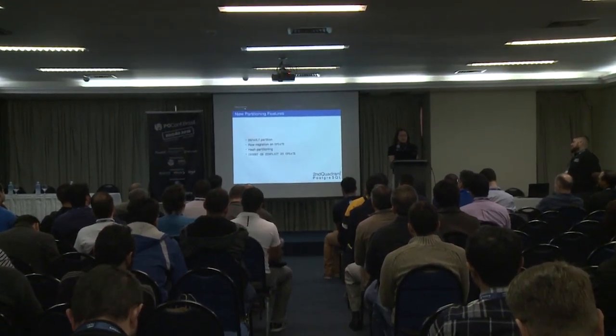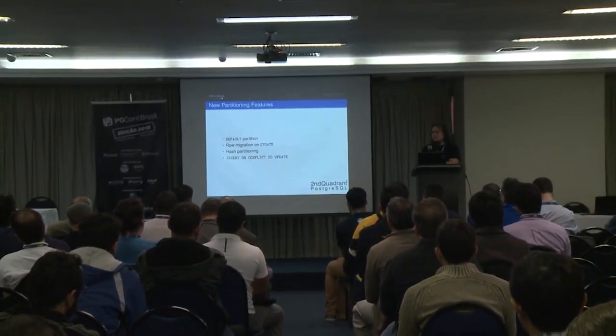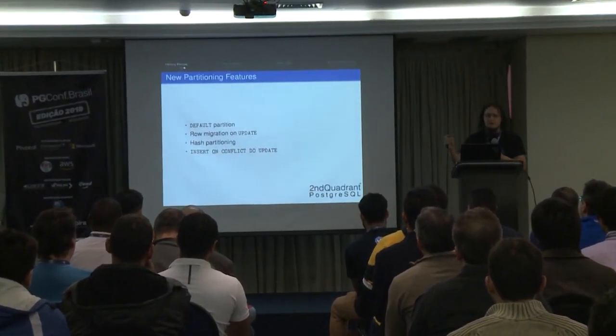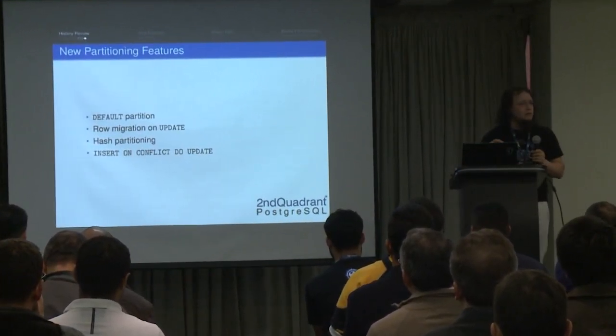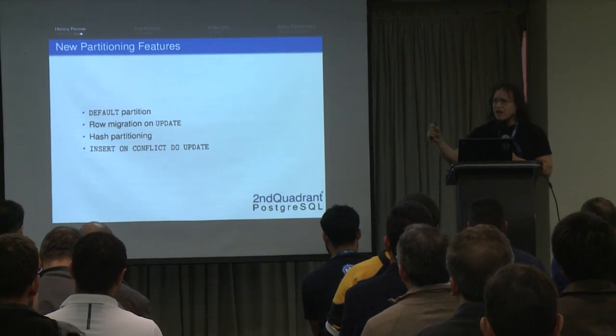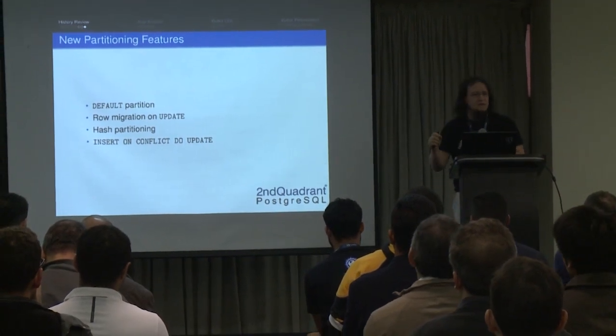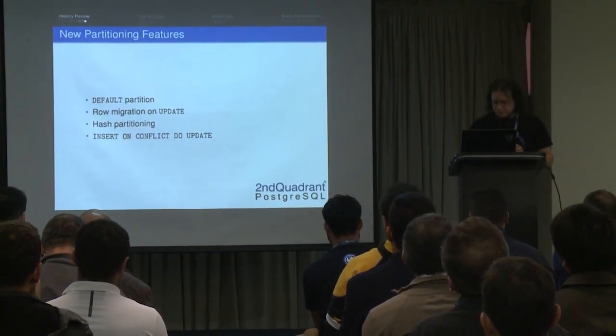On the new partition features area, I have four things. First, we have a default partition. Then we have row migration on updates. Then we have hash partitioning. And then we have insert on conflict do update.